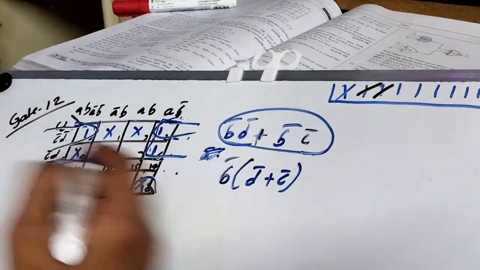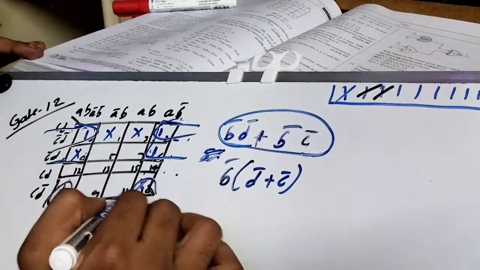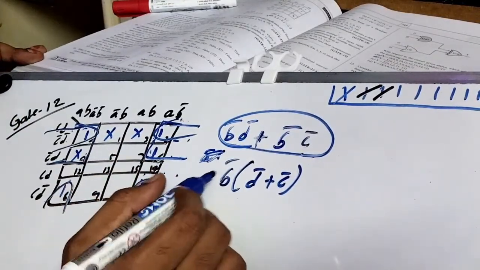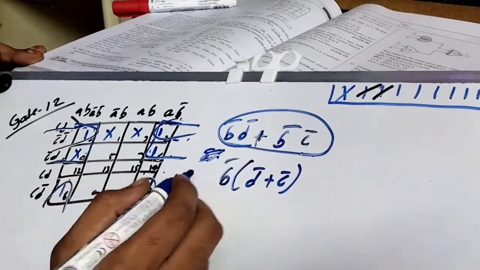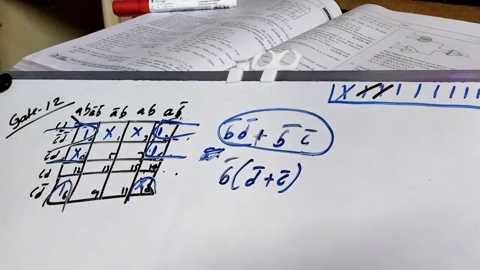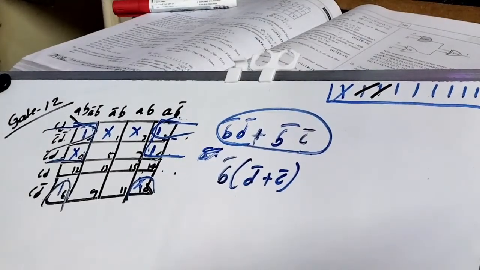Here the key takeaway is that we have to group the maximum to get the minimum SOP, or POS also, for the K-map. That's all. So we have done four questions.